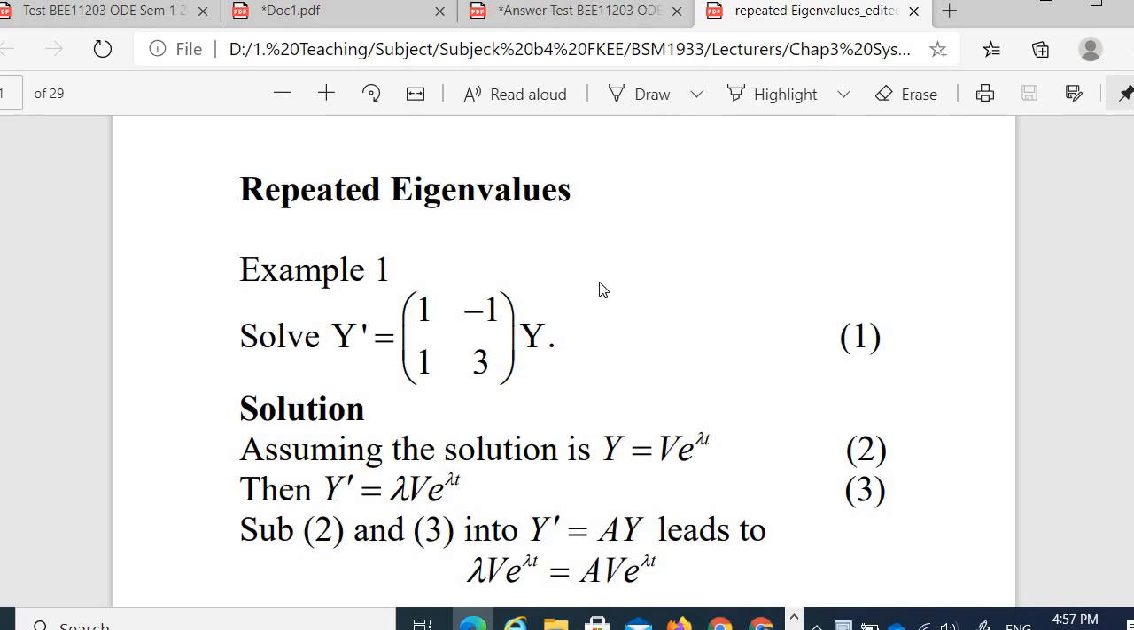So for the solution of the homogeneous system, we assume the solution y is e to the lambda t, as what we have learned in the homogeneous system for the first case where you get real and different eigenvalues, and this is a system of y prime equal to Ay.